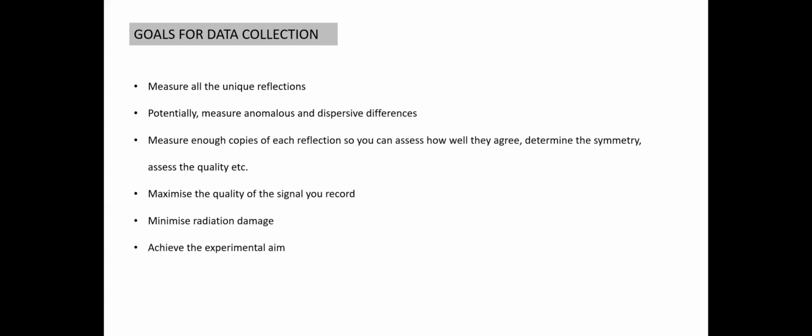So what are the goals for data collection? In principle, it should be quite simple. We should measure all the unique reflections, potentially measure anomalous or dispersive differences depending on your experimental goal, and measure enough copies of each of these reflections so that you can assess the quality of the data, how well they agree, determine symmetry, and so on and so forth. Thereby, you should try to maximize the quality of the signal that is being recorded and minimize the radiation damage. And most importantly, of course, you should be able to achieve your experimental aim.